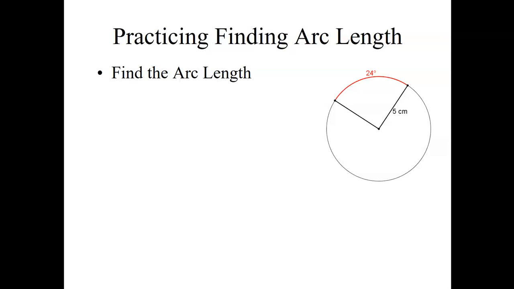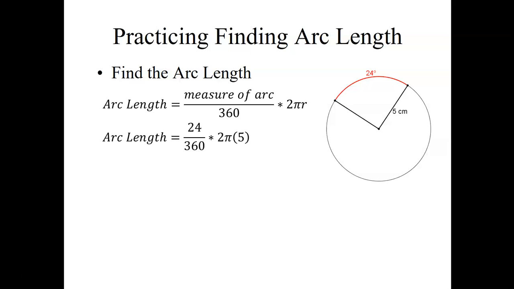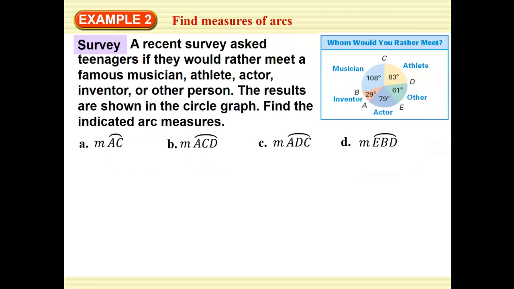Here, we're trying to find the arc length. We're given the measure of the arc to be 24, and the radius is 5. So we use that formula: the measure of the arc divided by 360, so 24 divided by 360, multiplied by 2 times pi times the radius. If you type that into your calculator, you get 2.09 centimeters.